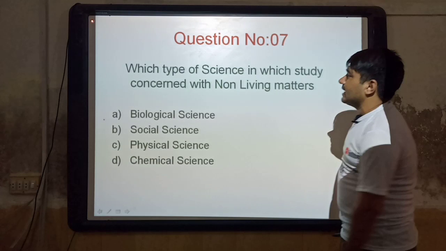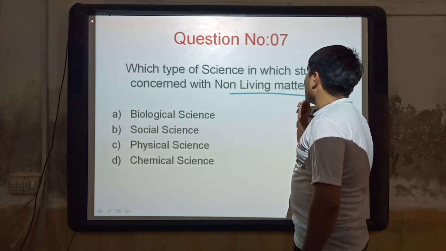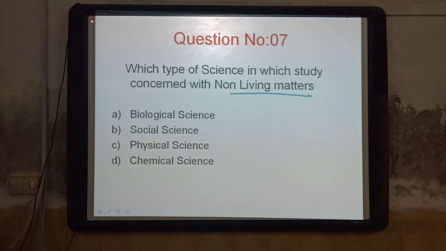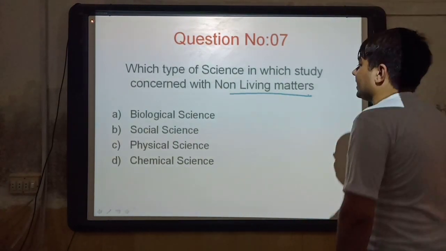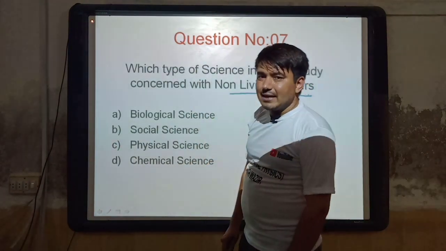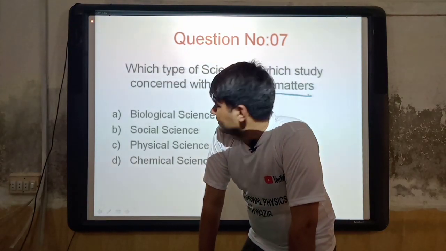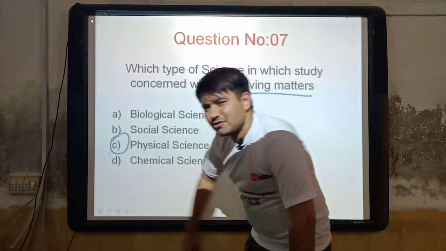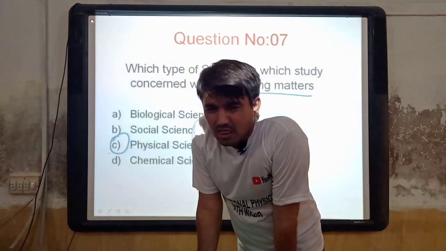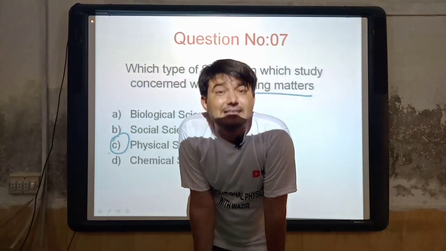Question number 7. Which type of science is the study concerned with non-living matter? Number 1 is biological science. Number 2 is social science. Number 3 is physical science. Number 4 is chemical science. Think about it. You have 10 seconds. Yes, physical science studies non-living matter and non-living things.